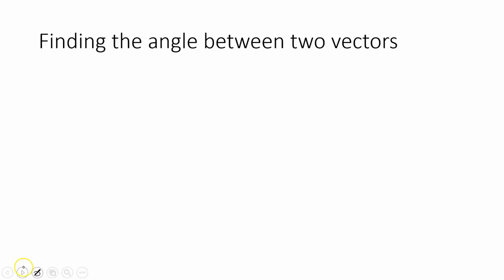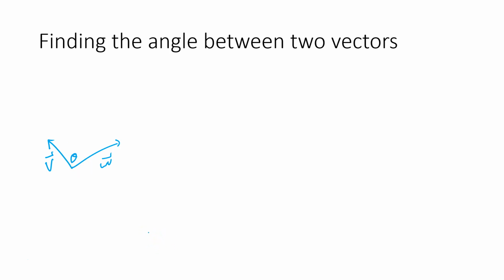Cool. Now, finding the angle between 2 vectors. What's going on here is we're saying, okay, we've got 2 vectors. Let's say this is vector v, and this over here is vector w. Different magnitudes, different directions, and I'm interested in finding the angle in between them right here, theta.